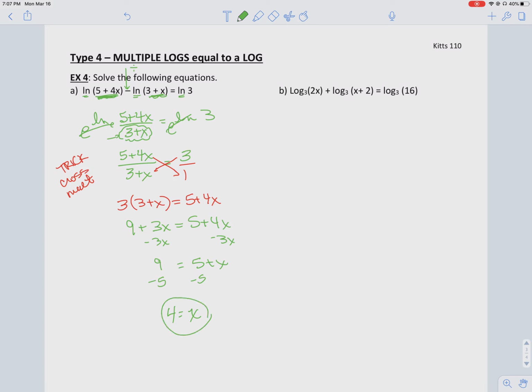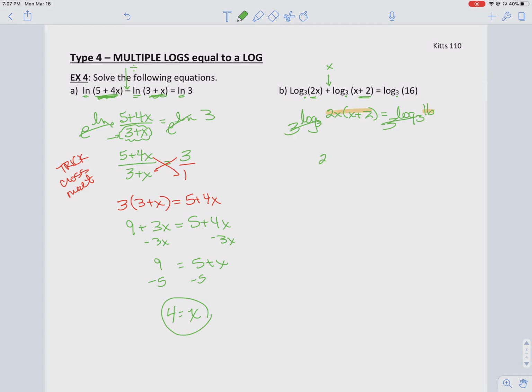Okay, let's do one last problem. Again, we have addition. So my addition is times. So I'm going to take these two things, I'm going to multiply them together. So I now have log base 3, because notice they've all got a base 3 there, is 2x times x plus 2. And I have log base 3 over here. All my bases are the same. I'm going to jack it up so that those disappear. So I wind up with just that equals that.